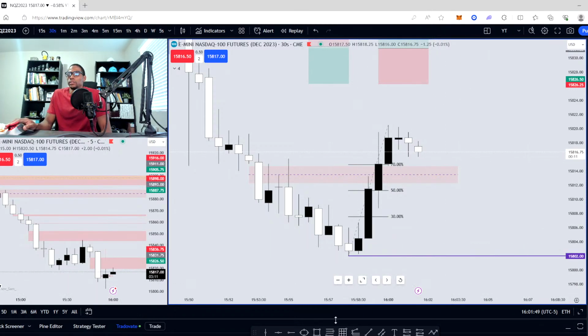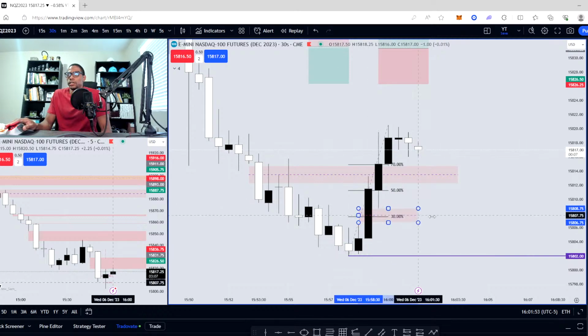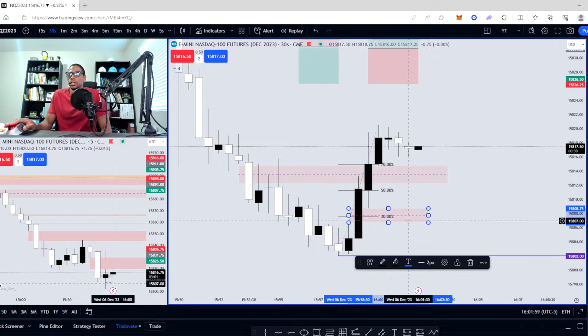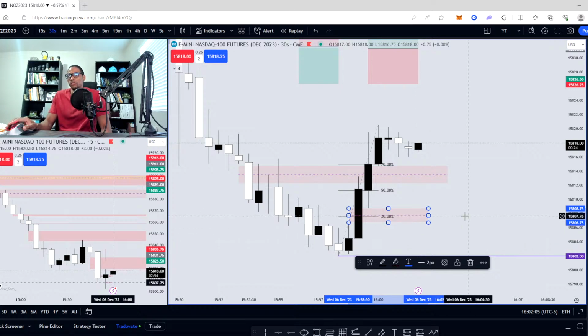What we like about it is that 30% retracement is sitting in the middle of a fair value gap, and very near to the center. So it gives you some confluence that when price returns into this gap, we could expect it to push downwards and deliver a profitable trade.